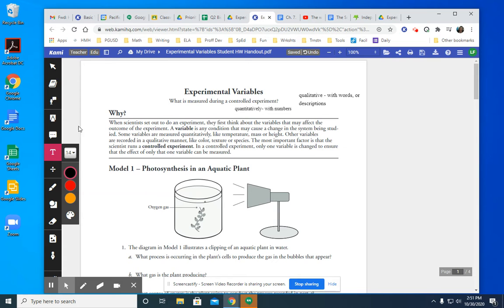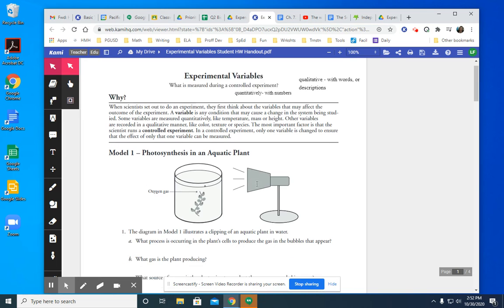In a controlled experiment, only one variable is changed to ensure that the effect of only that one variable can be measured. Okay, so the variable is the thing that can be changed. And then we measure the change either quantitatively with numbers or qualitatively with words and descriptions. A controlled experiment is when only one variable is changed. We've been talking a lot about that the last week, where we can only change one thing.